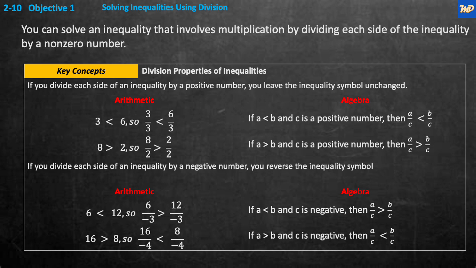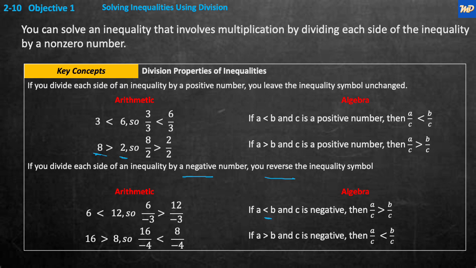8 is greater than 2. So 8 divided by 2 is greater than 2 divided by 2. 8 divided by 2 is 4, 2 divided by 2 is 1, and 4 is definitely greater than 1. Now, if you divide each side of an inequality by a negative number, this is the key. If you divide by a negative number, you reverse the inequality sign. So, algebraically, that says if A is less than B and C is negative, then A divided by C is greater than B divided by C.